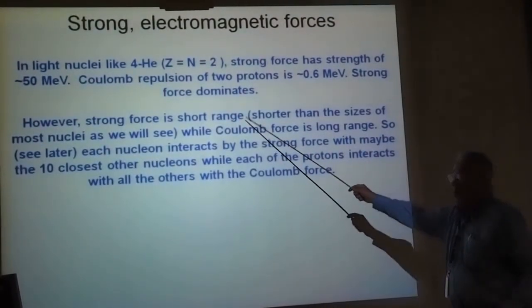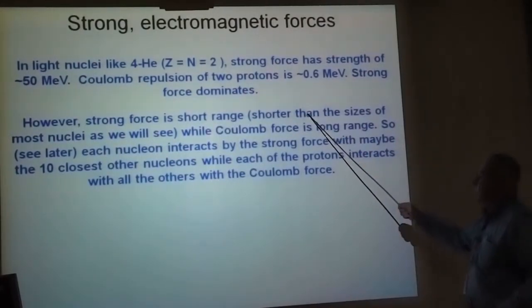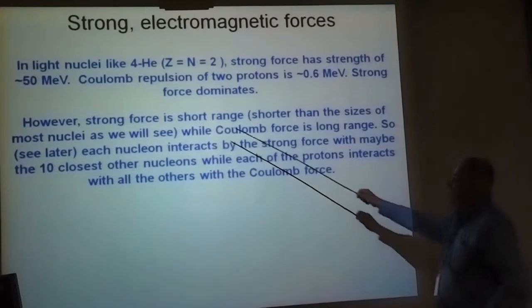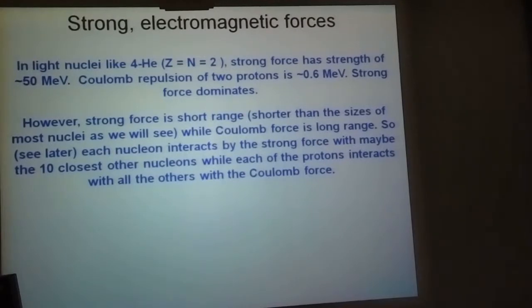The strong force is short range, and we will see in a few minutes how short it is. But it's shorter than the size of the nucleus. And that means that a nucleon on one side of the nucleus doesn't really see very much about what's going on the other side. And it only interacts with nucleons in its immediate vicinity. So that means that a given proton or neutron interacts with the strong force only with something like 10 other nucleons. So if there's a saturation, a maximum in the number of nucleons that a given nucleon interacts with, that means the total number of strong interactions scales linearly with the total number of nucleons.